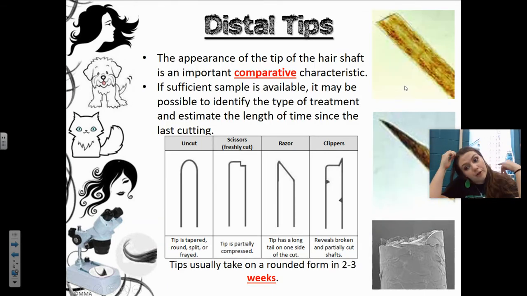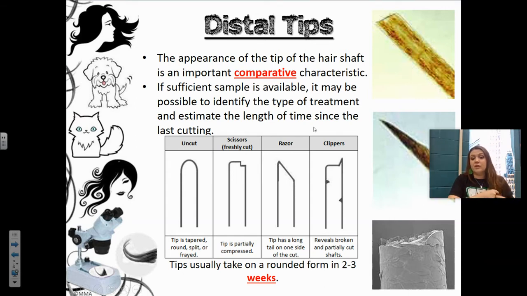And so that was talking about looking at your roots, if you pull your root out. Now looking at the tips of your hair, so the bottom. So your distal tips, the appearance of the tip of the hair shaft is an important comparative characteristic. It can tell us a lot by looking at the tips of the hairs we find at a crime scene. If sufficient sample is available, it may be possible to identify the type of treatment and estimate the length of time since the last hair cutting. So that could help us track them down.